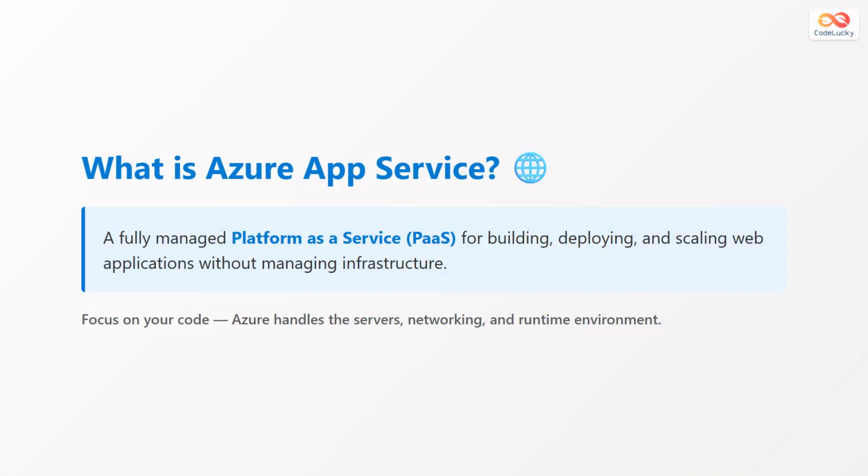Azure App Service is a fully managed platform as a service, or PaaS, offering from Microsoft Azure. It allows you to build, deploy, and scale web applications without worrying about the underlying infrastructure. The key advantage here is that you can focus entirely on writing your application code, while Azure takes care of everything else, including servers, networking, operating system updates, and the runtime environment. This makes development faster and operations simpler.